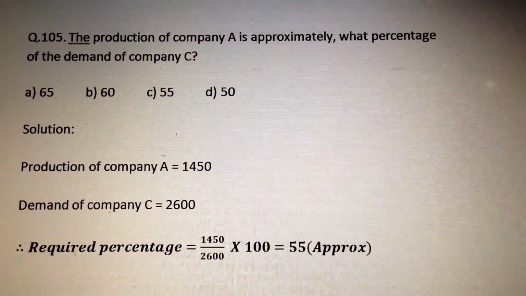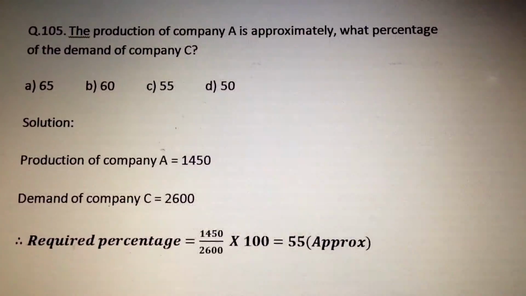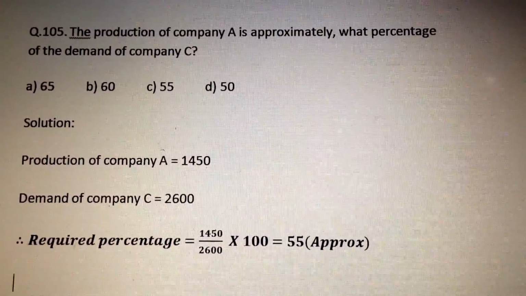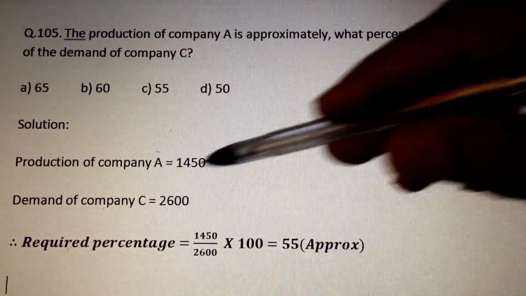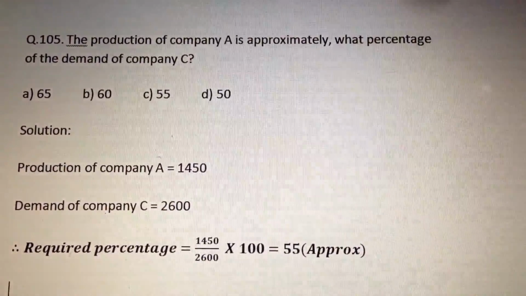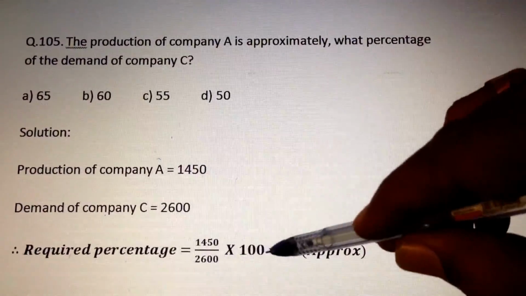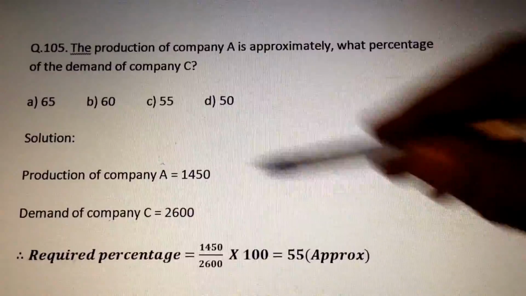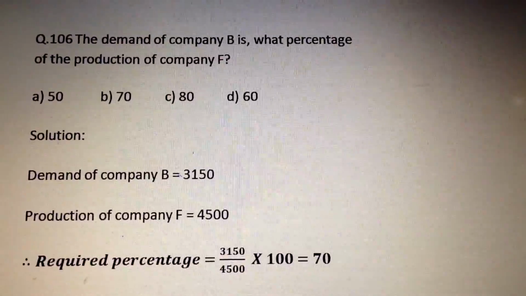Next question, this is also based on the graph given. The production of company A is approximately what percentage of demand of company C? If you see the graph, production of company A is equal to 1450 and demand of the company C is 2600. Therefore, our required percentage is equal to 1450 by 2600 into 100, which is equal to 55 approximately. This is option C.